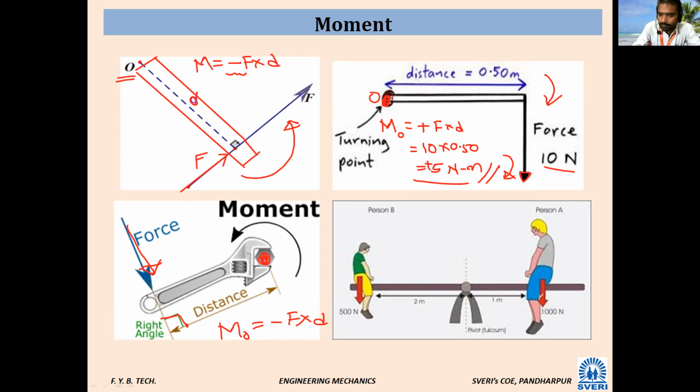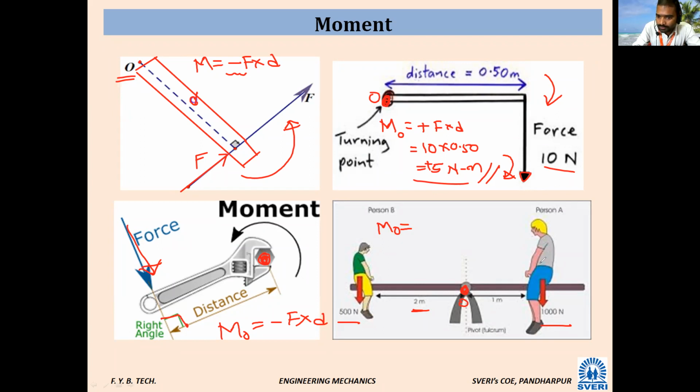Okay, I will go to this next one. There is a body, and two people are sitting on it. The first person's weight is 1000 Newton, sorry, and the second person's weight is 500 Newton. The first person is sitting at a distance of 1 meter from the centroidal point, and the second at 2 meters. How will this body rotate? Let's see. I will find the moment about O, taking this point as O.